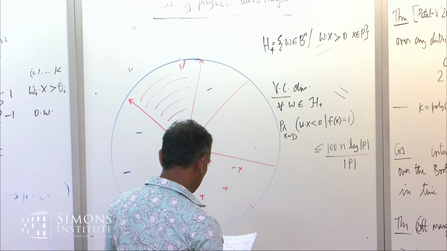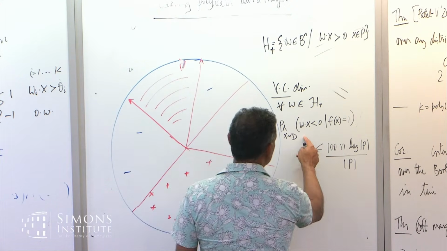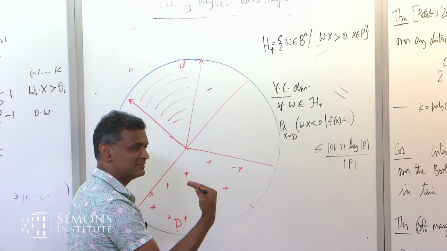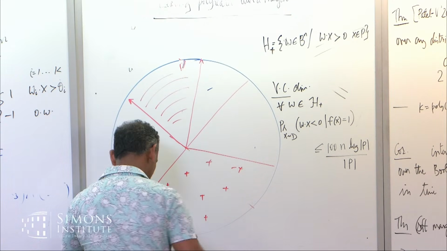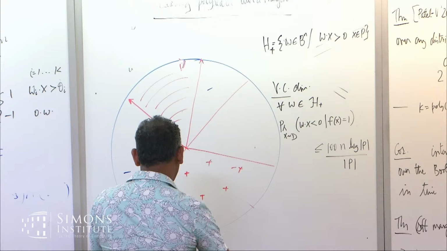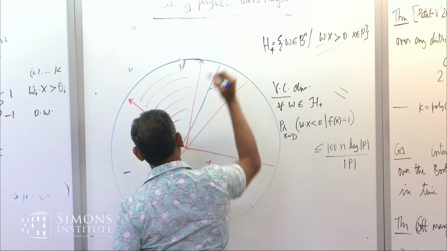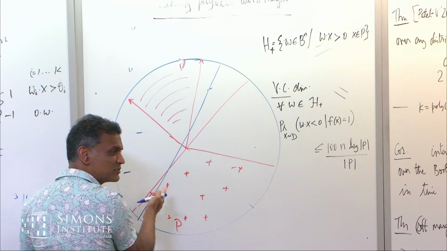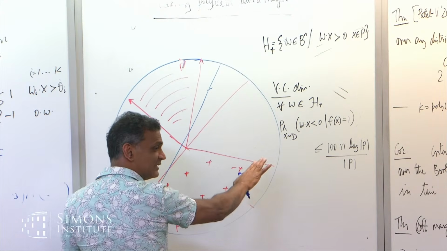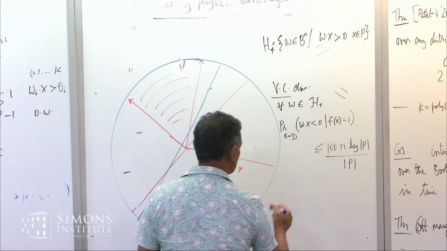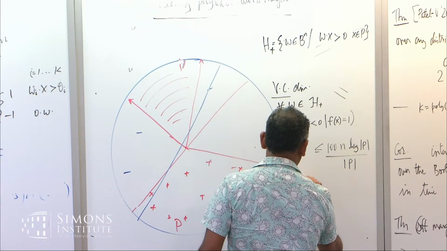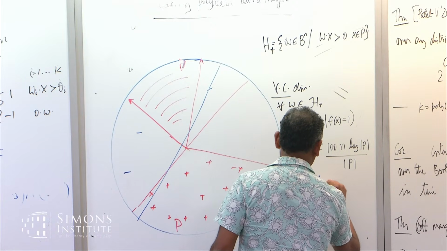Now, here's the key. Such planes may not separate any negatives. Right? They're great for the positives, but maybe they don't have any negatives on this side. They're all kind of on this side. That's the problem. So what we're looking for is a good half space.